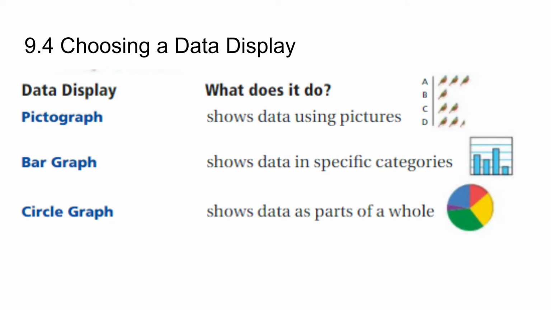All right, now we're on 9.4, choosing a data display. So this section pretty much talks about what type of statistical data display we use for what type of data. So we have pictographs, those show data using pictures. Bar graphs, showing data in specific categories. Circle graphs, shows data as parts of a whole. Okay, make sure you have this in your notes.